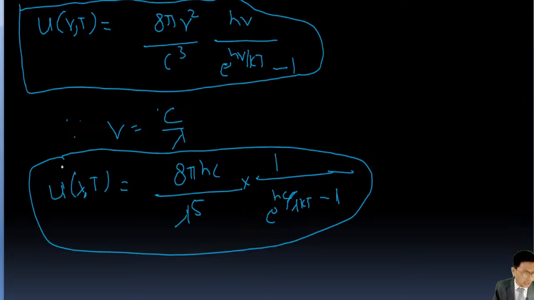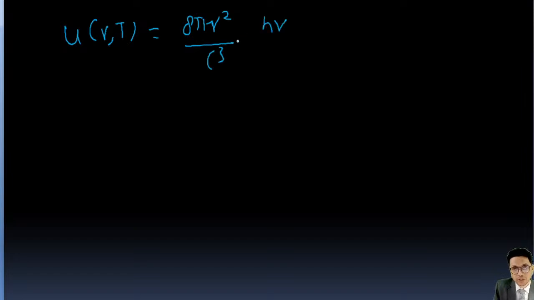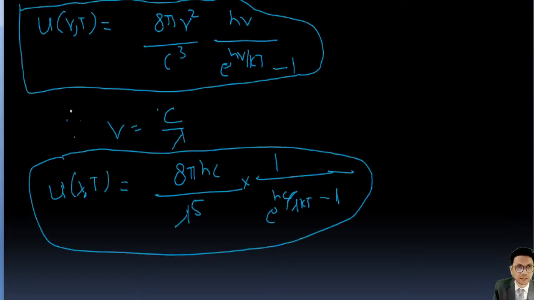Okay, so now since u, which is a function of nu and T, equal to 8 pi nu square upon c cube h nu upon e to the power h nu upon kT minus 1, right? This is the one, 8 pi nu square.